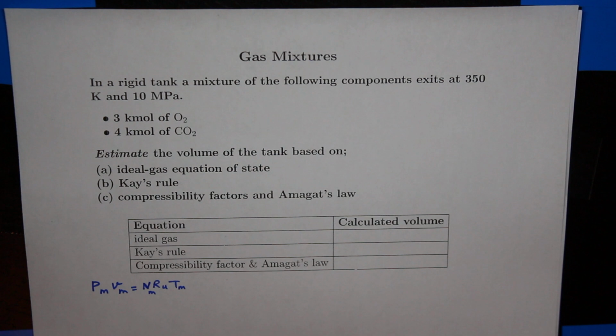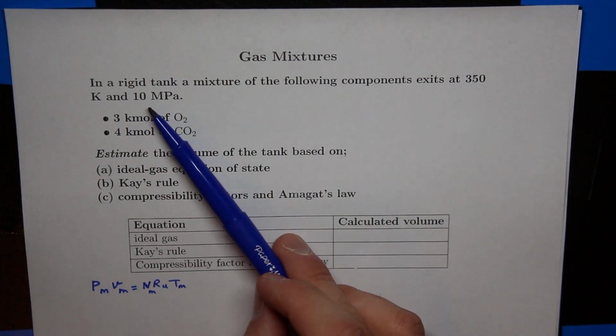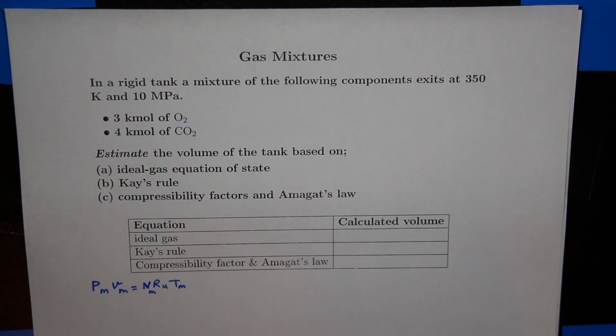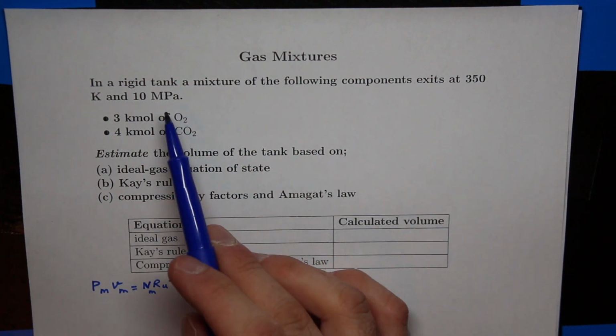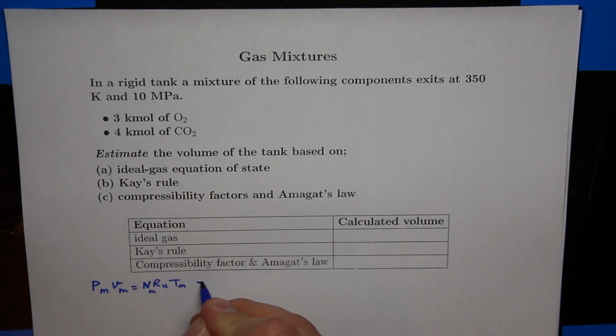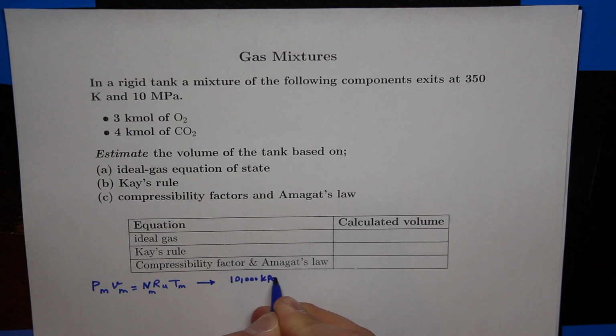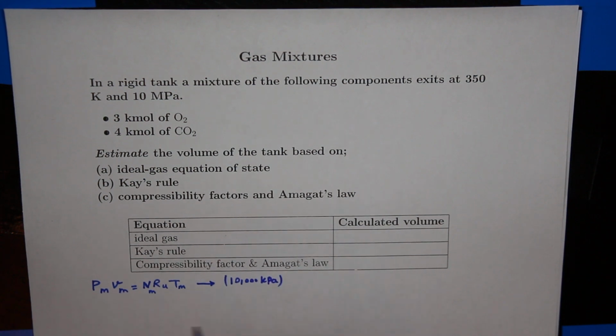Okay, so the pressure is given in the problem statement. That is 10 megapascal. If I want to end up with the volume in meter cube, I need to convert that into kPa. So basically that gives me 10,000 kPa as my pressure.